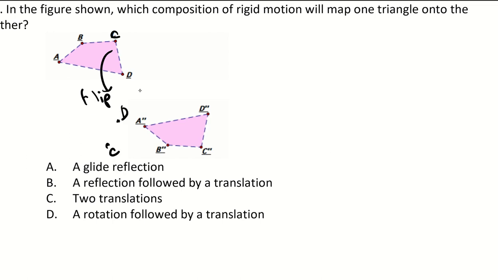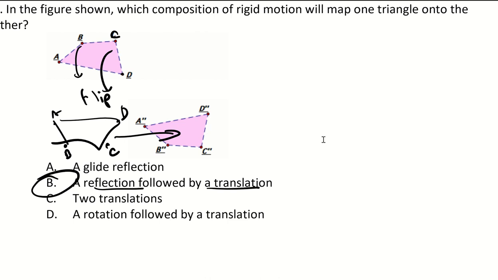And D is on the top, so we're flipping everything, and then B is on the bottom, and then A is on the top. So something like that. So when we flip it, it'll go like that. And then we can just translate it so that they move, right? So we flip it and then we translate it. So a reflection followed by a translation seems to work.